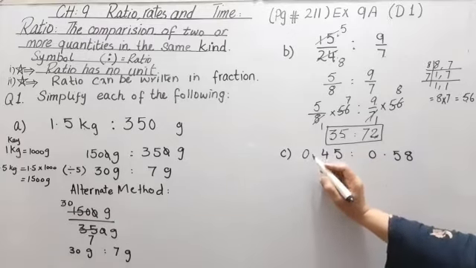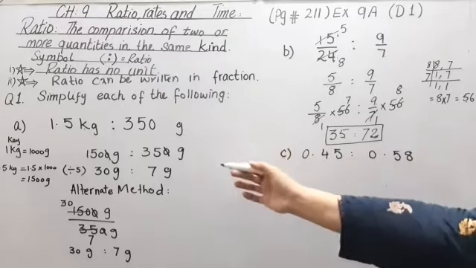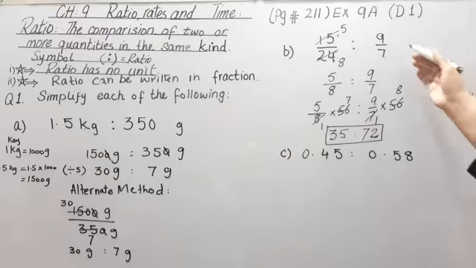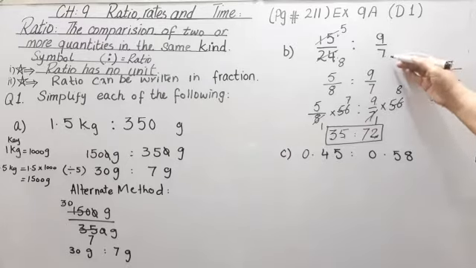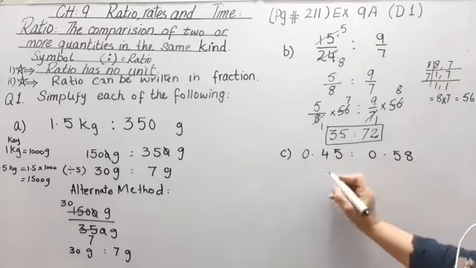In the C part, the decimal is involved. In the first part we converted to grams and kilograms, making their units the same. In the second part we worked with the fractional part, and in this part first we remove this decimal.